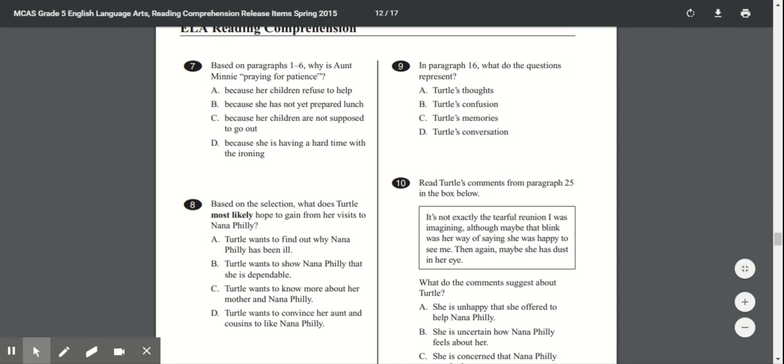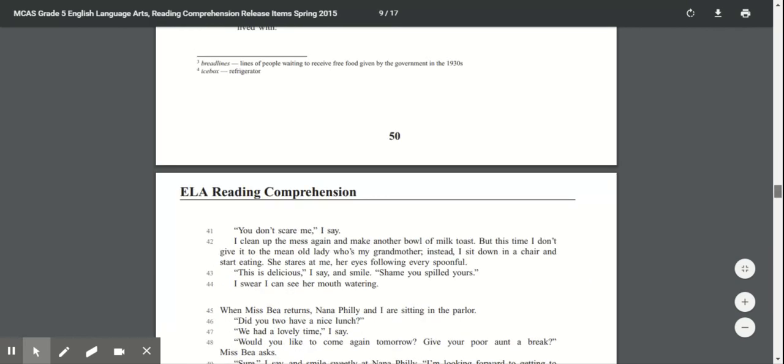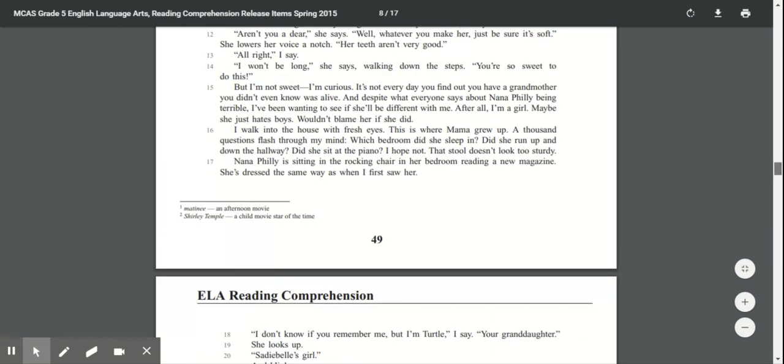Number 9. In paragraph 16, what do the questions represent? A. Turtle's thoughts. B. Turtle's confusion. C. Turtle's memories. Or D. Turtle's conversation. Again, scrolling back up to paragraph 16, you should always be referring back to the paragraph to understand what's going on. So we just said in paragraph 15 that she is curious to figure out who her grandma is and what she can learn about her. Then it follows up with paragraph 16 and all of these questions.